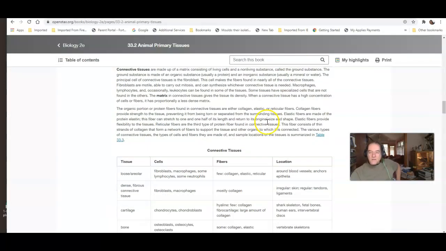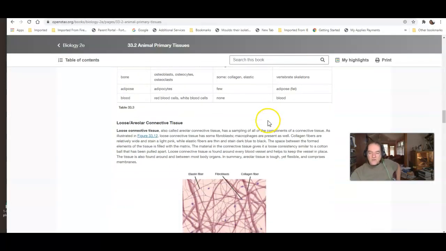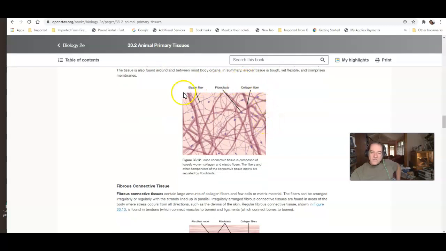So let's go ahead and take a look at the connective tissues right here. So here's an example. Here's some loose fibrous connective tissue. Here's the fibers, the little purple nuclei of cells that produce this material.